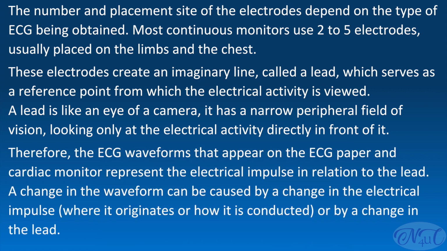Therefore, the ECG waveforms that appear on the ECG paper and cardiac monitor represent the electrical impulse in relation to the lead. A change in the waveform can be caused by a change in the electrical impulse, where it originates or how it is conducted, or by a change in the lead.